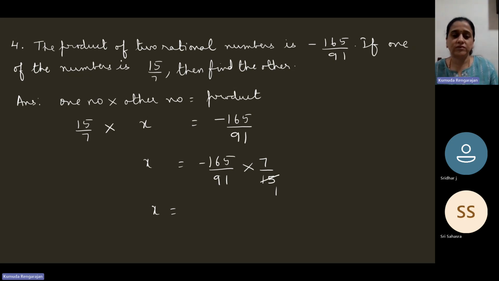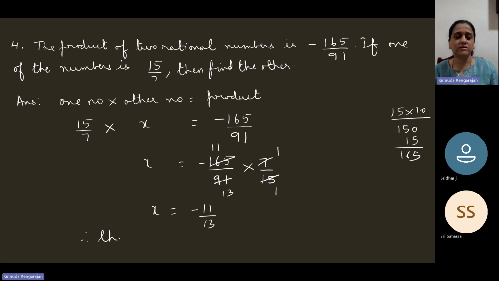So 15 ones are 15, 11 times. 15 into 11. Because see, 15 into 10 is very easy to guess because 15 tens are 150. Add another 15, 165. So 15, 11 times. Or you can do in tables of 5 and then 3. You can do it like that also. 15 ones are 15 elevens are, and then 7 ones are 7, 13 times. 13 sevens are 91. So minus 11 by 13. Therefore, the other number is equal to minus 11 by 13.